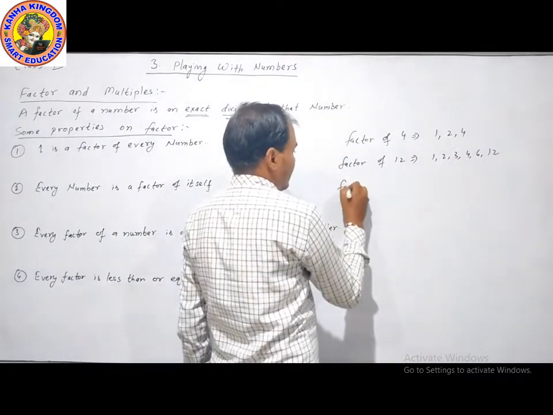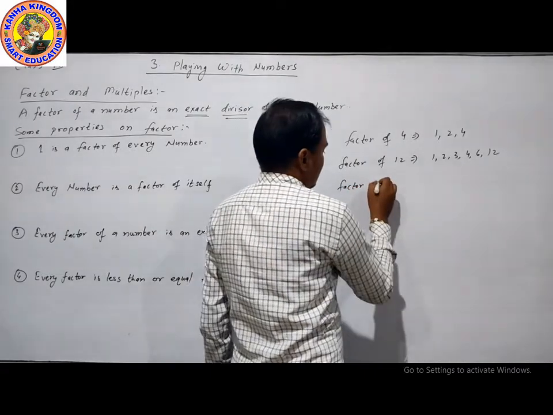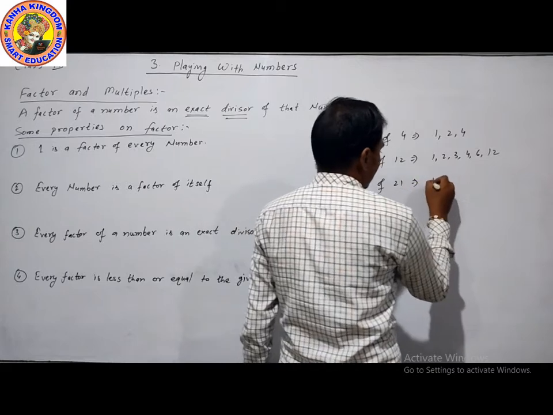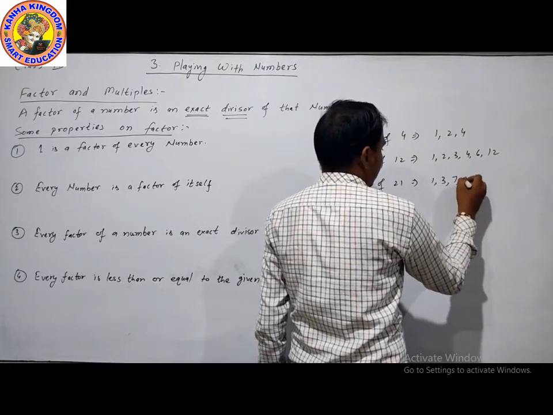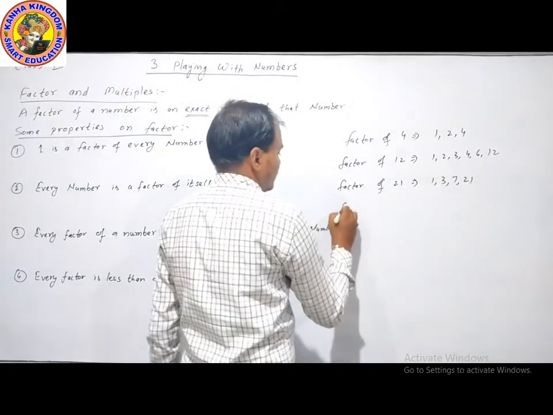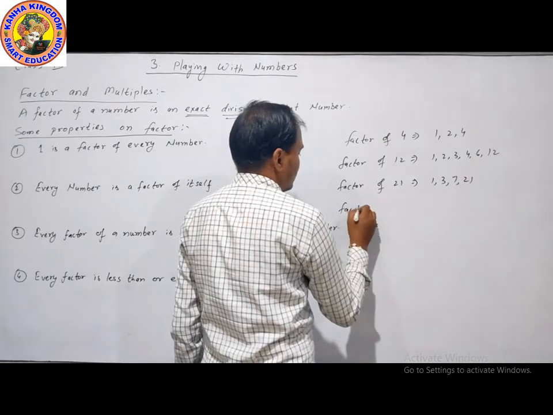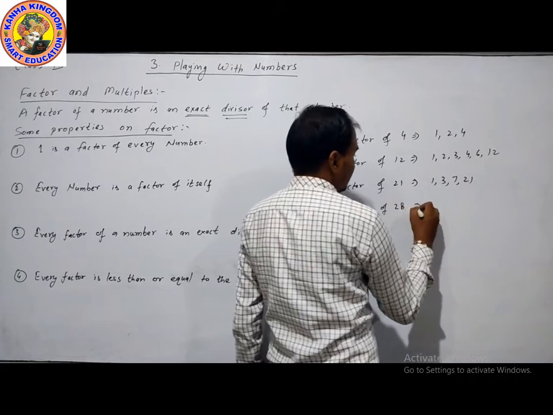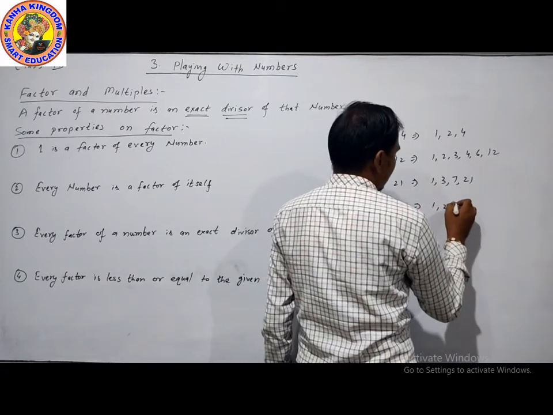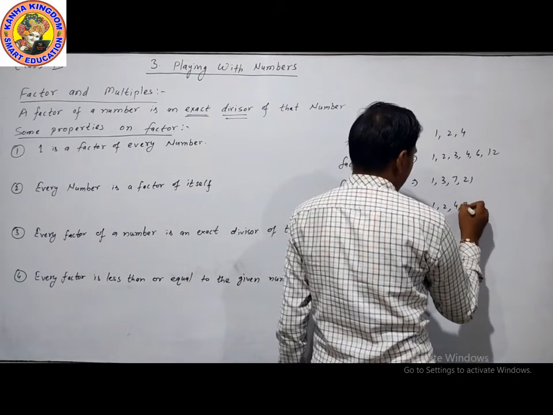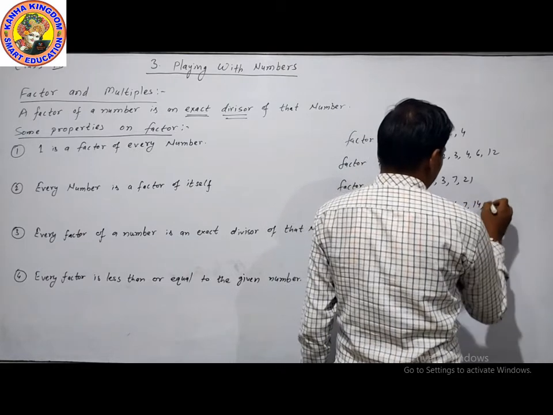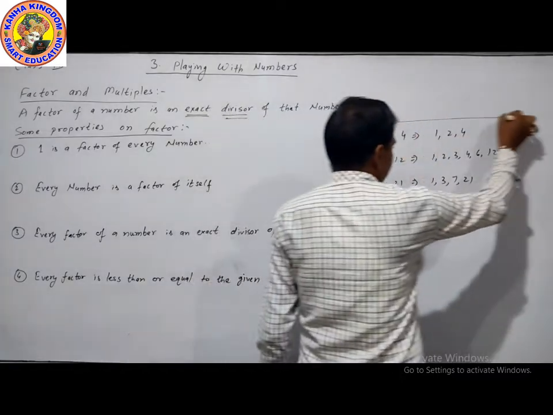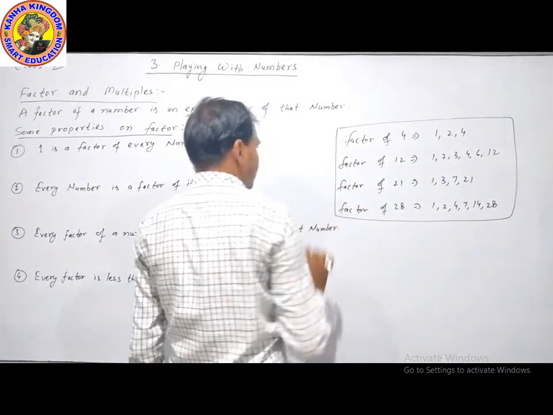Now take another example. Factor of 21: 1, 3, 7 and 21. Factor of 28: 1, 2, 4, 7, 14, 28. These are our examples.